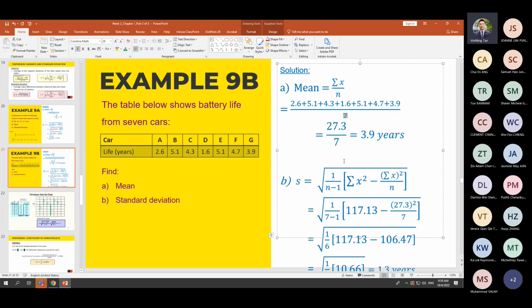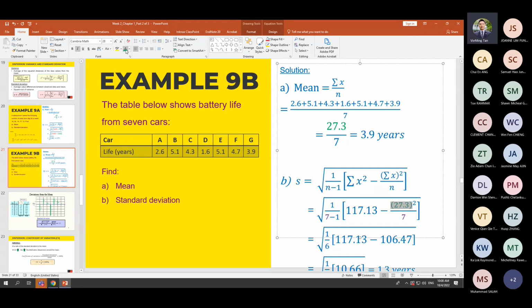Next step is to get the standard deviation. For standard deviation, we copy the formula from your formula sheet. N is easy, we can just simply substitute 7 for n, because we know that we have 7 data. How about this part? Total x, we also already have the answer. When we calculated the mean value, remember? The total x value is 27.3. So I substitute 27.3 here.